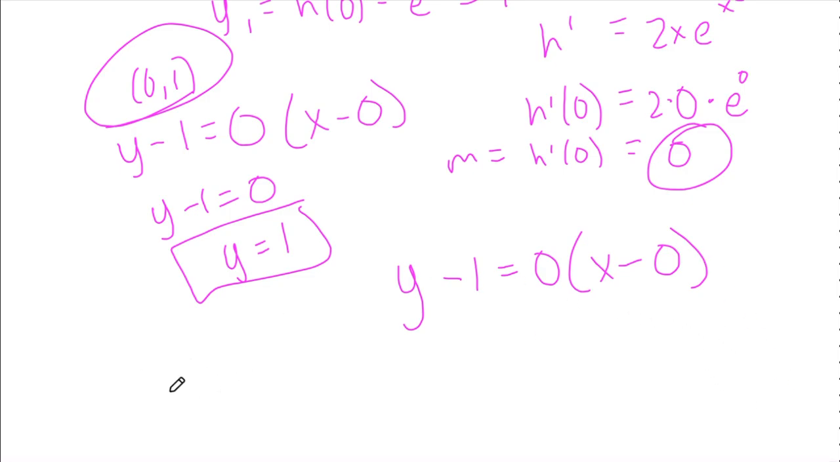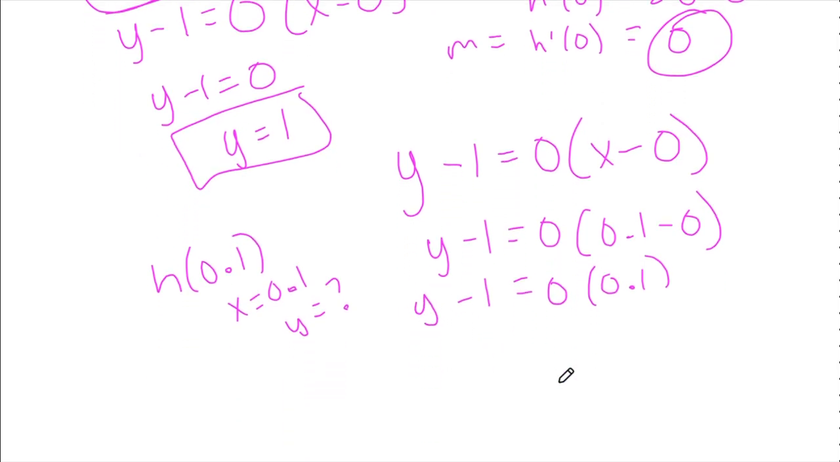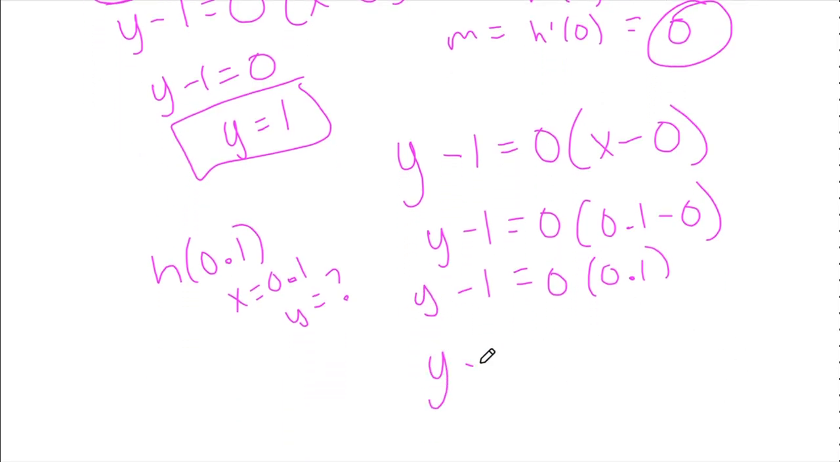What we would do here, if we're looking at h of 0.1, this is our x value. And we're looking for our y value, right? We don't know our output value. So plugging that in, we would get y minus 1 equals 0 times 0.1 minus 0. And then let's go ahead and just simplify this. 0 times 0.1. All right, just filling that in. You guys already probably see where this is going. y minus 1 equals 0. And then we would get y equals 1. All right, let's go ahead and move on.